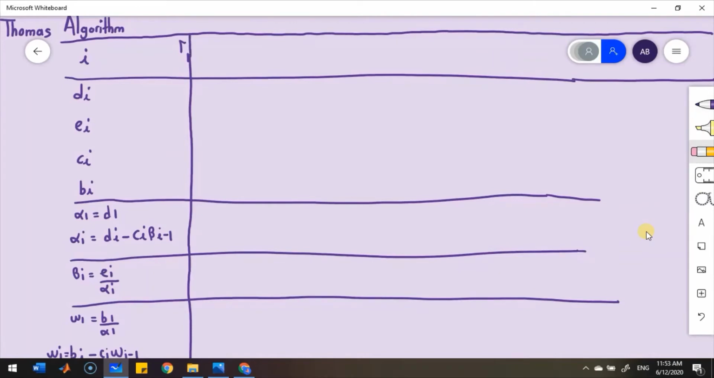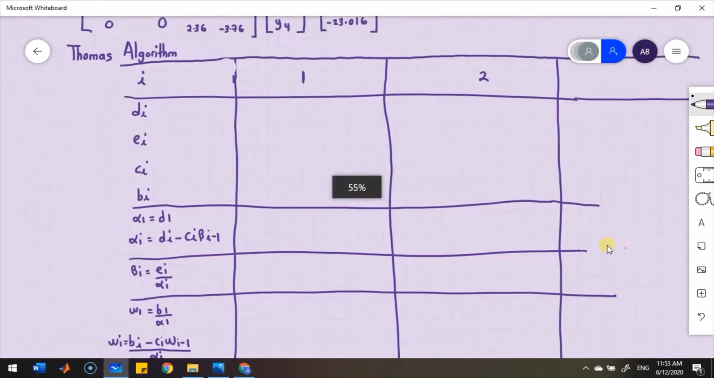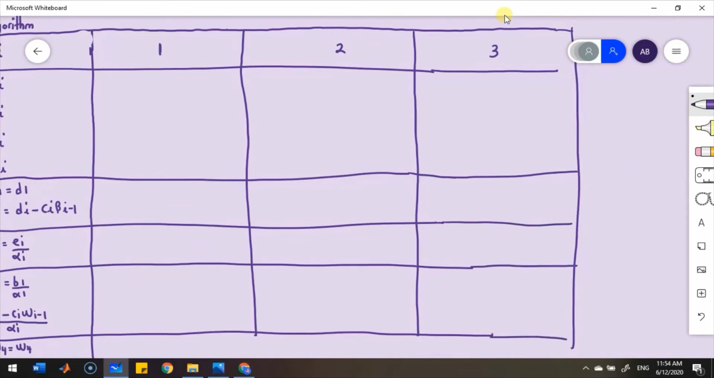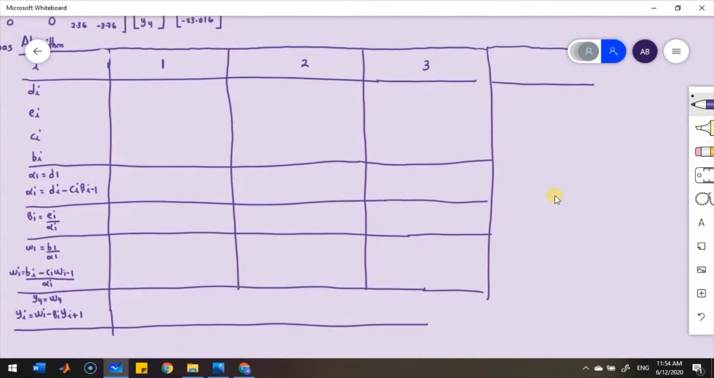So I have 4 columns. Make it bigger so that I can write the equation. So this is iteration 1. Then I have iteration 2. And then I have iteration 3. It's really easier if you do the table than referring to any other notes without the table. Okay, so this is iteration 4.